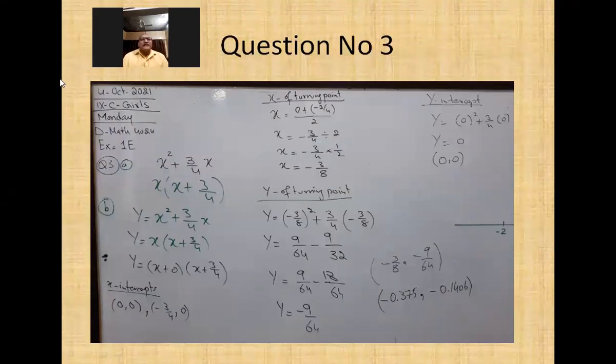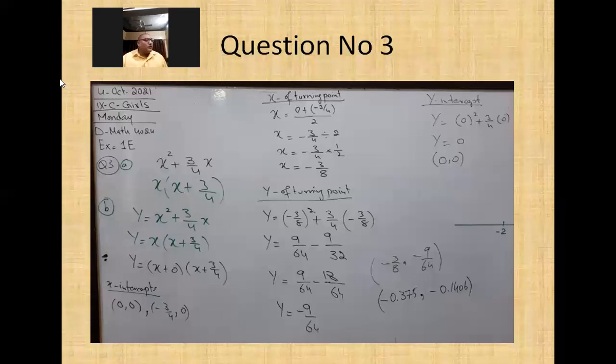You can see that question number 3 is coming up on the screen. Let me read it from the book, and then we will see how we solve it. It says factorize x squared plus 3x by 4. That's the first part. And in the second part, it says hence sketch the graph y equals x squared plus 3x by 4.